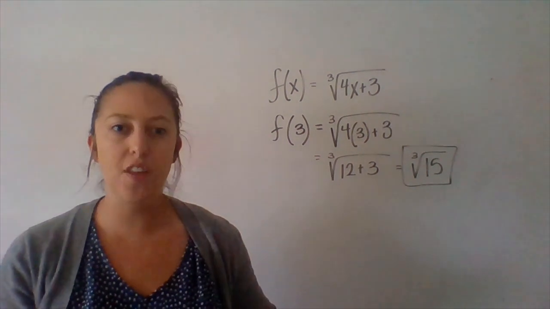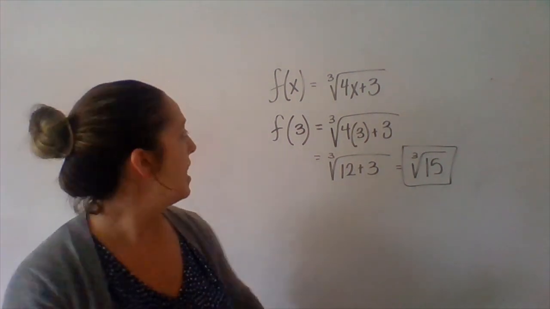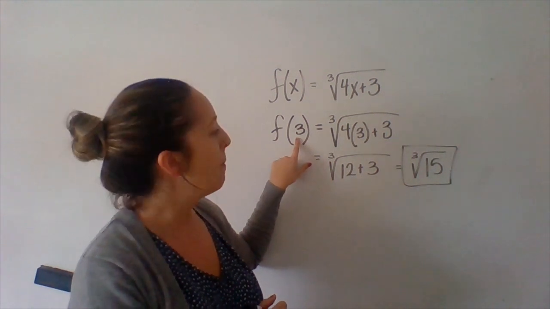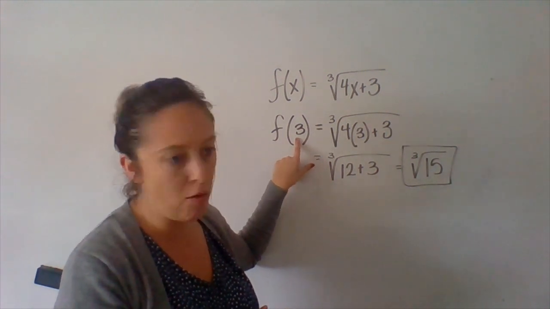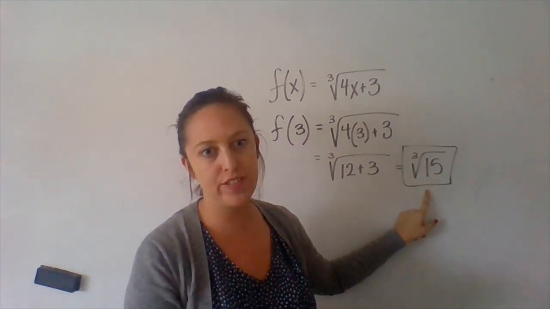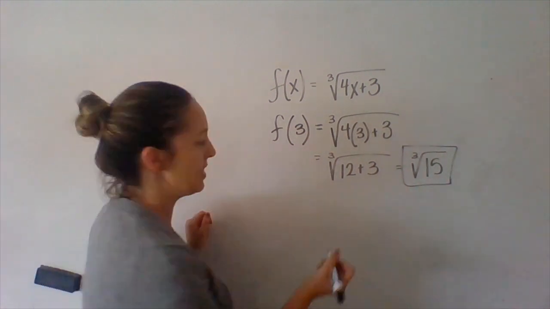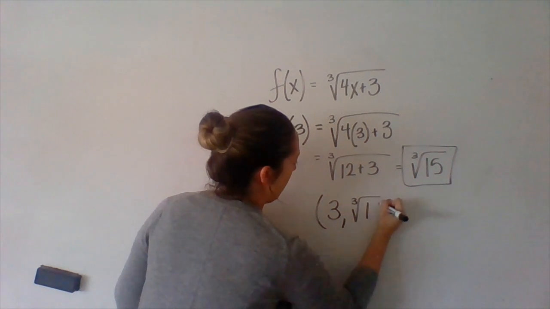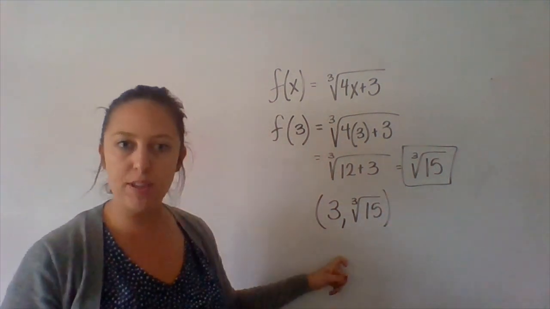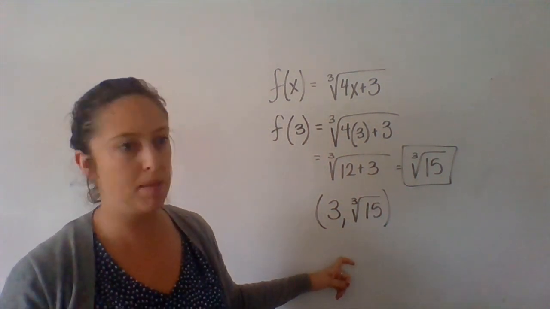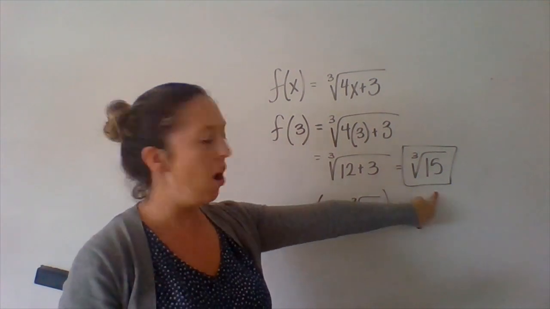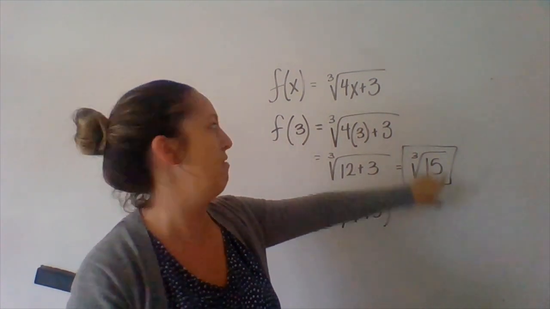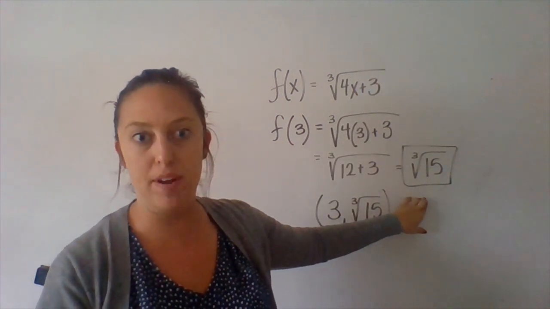What that means is on the graph of my function, if I looked where x equals 3 is located, my y value there, or my output, would be cubed root of 15. So I could write this as a point then. I would have 3 and the cubed root of 15, if I was graphing it. If my problem simply asks me to find f of 3, all that I need to write as my answer is this simplified form of my output, okay?